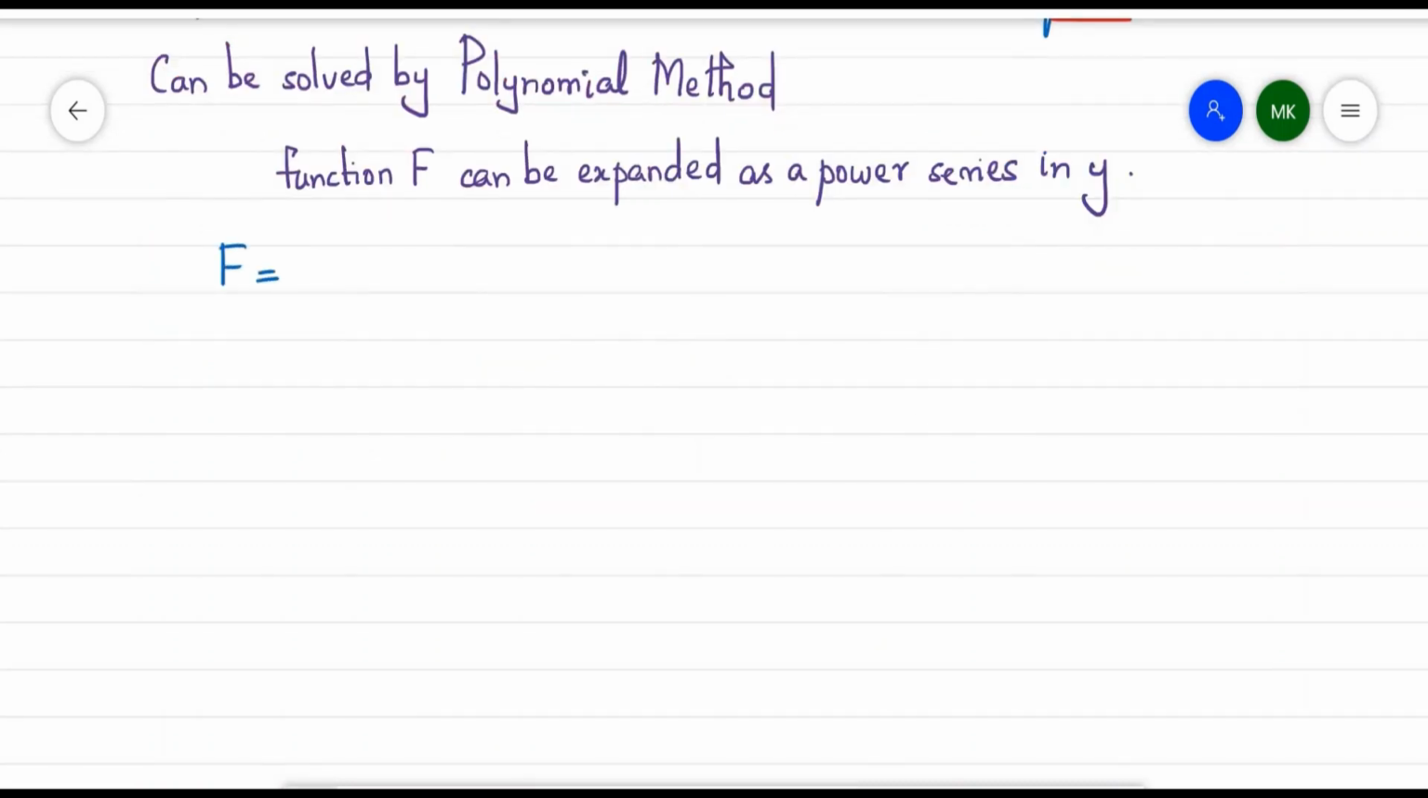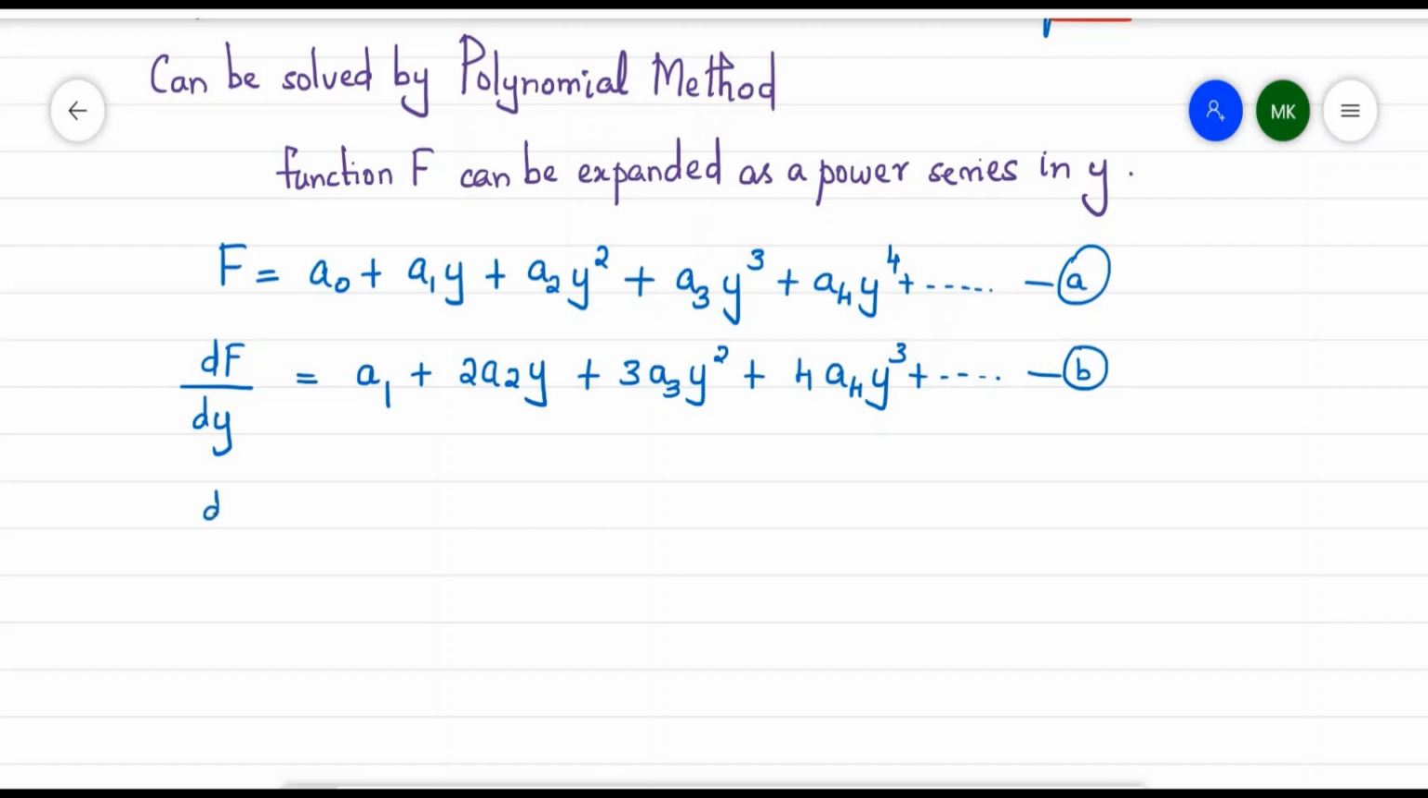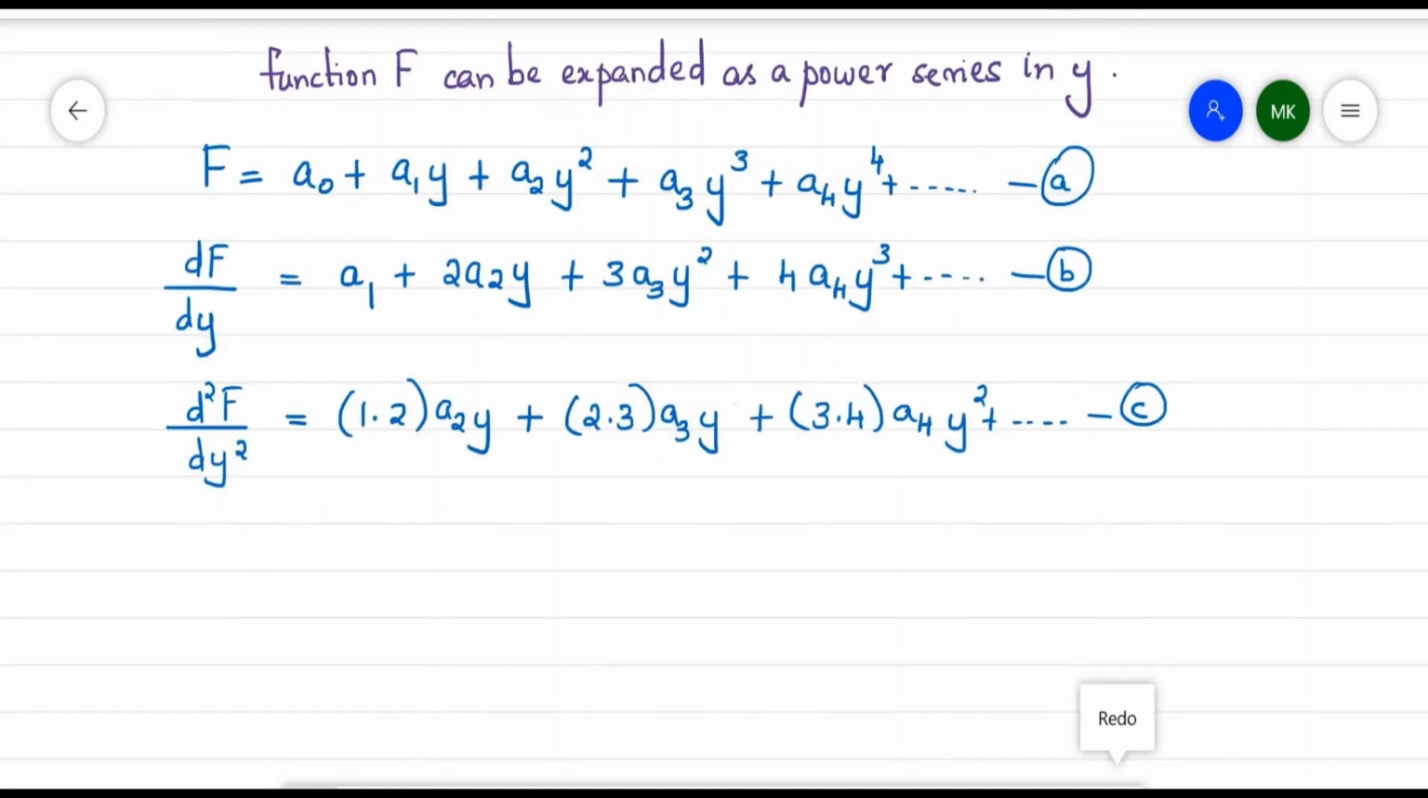That is, f equals a0 plus a1y plus a2y square plus a3y cube plus a4y raised to 4 plus etc. Let this be equation A. Now find df by dy. df by dy can be written as a1 plus 2a2y plus 3a3y square plus 4a4y cube plus etc. Let this be equation B. Now find d square f by dy square. D square f by dy square is equal to 1 into 2 a2 plus 2 into 3 a3y plus 3 into 4 a4y square plus etc. Let this be equation C.